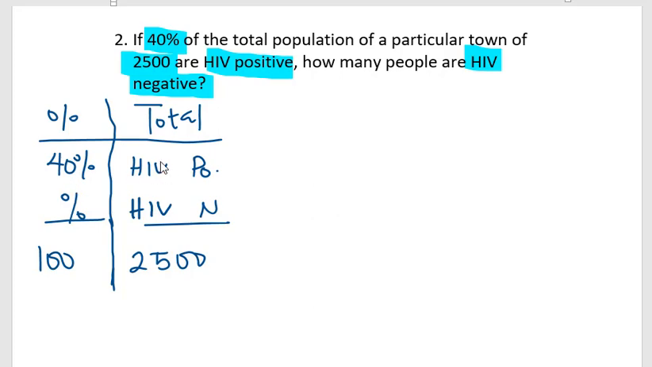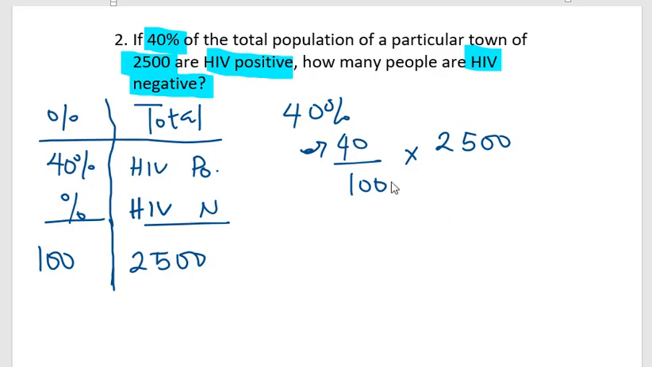So we know that 40% are HIV positive. So 40% are HIV positive. This simply means 40 over 100. Remember, percentage is always over 100. Multiply this 40% by the total, and total is 2,500. So this 20 here can cancel this 20 here. So you now have 40 times 25. You can as well say 4 times 25 is 100 plus 0. That will be giving us 1,000. So 1,000 persons are HIV positive.